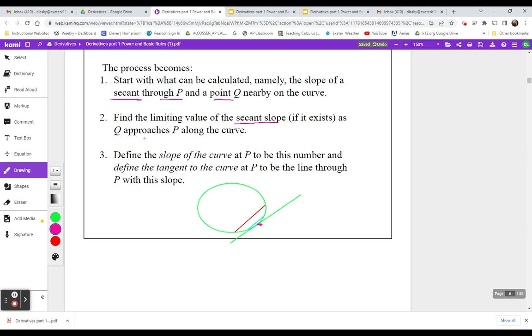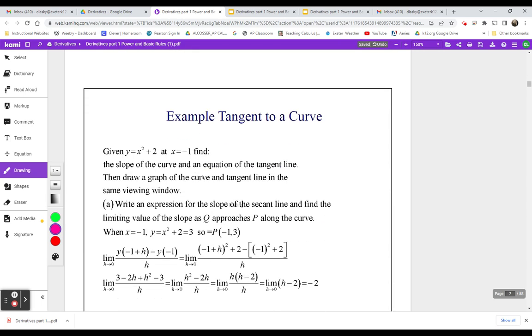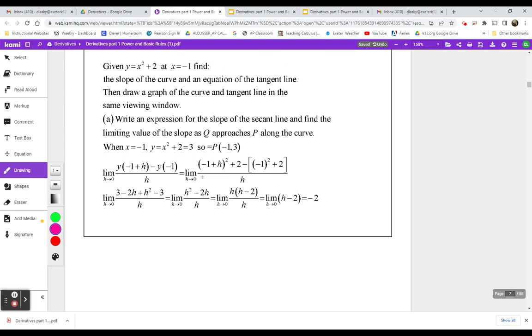So, what do we call this idea of some sort of function approaching a certain point? It's a limiting value. In other words, we are going to find the limit of the secant line at point x equals whatever we're looking for. Okay. All right. So here's the idea.